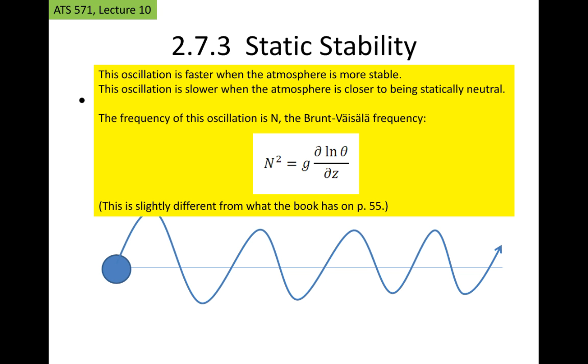This oscillation is going to be faster when the atmosphere is more stable because as the air parcel rises, it's quickly becoming more denser than the environment around it, and vice versa. The oscillation is slower when the atmosphere is closer to being statically neutral. I apologize, I have something stuck in my throat today. The frequency of the oscillation, of course, is N. That's the so-called Brunt-Väisälä frequency. You might remember that name from physical meteorology. And you get N from N squared equals this stuff here. I'll just remind you that that is slightly different than what the book has on page 55. We might do a homework problem to figure out why that's a little bit different.